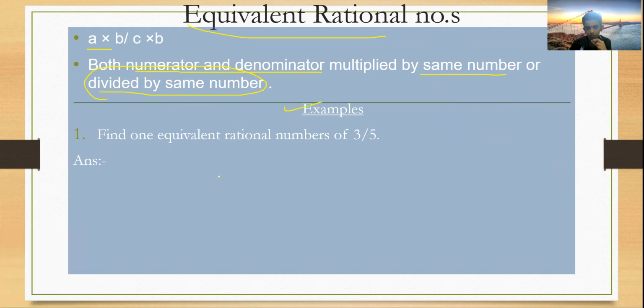And below is one example which we are now going to solve. The question is: find one equivalent rational number of 3 by 5. So we know that we can multiply by any number. Suppose we multiply 2 to both the numerator and denominator, we get 6 by 10. So 6 by 10 is an equivalent rational number of 3 by 5. This we will write as the statement that 6 by 10 is an equivalent rational number of 3 by 5.